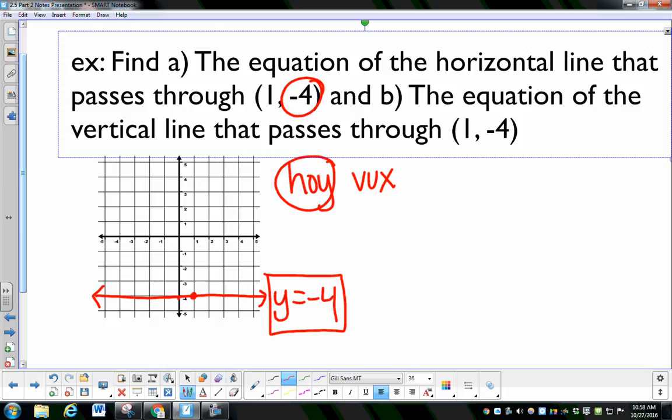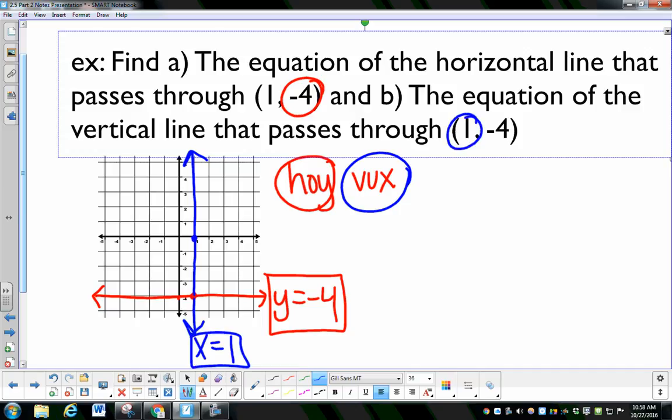Now let's do the vertical line that passes through that point. So if I draw the vertical line that passes through right there, remember vertical is VUX, so I'm just going to write x equals, and the x value here is 1, so I just write x equals 1. And again, notice that that's just the x value in that equation. So you can make this pretty easy and quick. You don't have to graph it every time. You can graph it if you need to, but I just want you to try one like this.